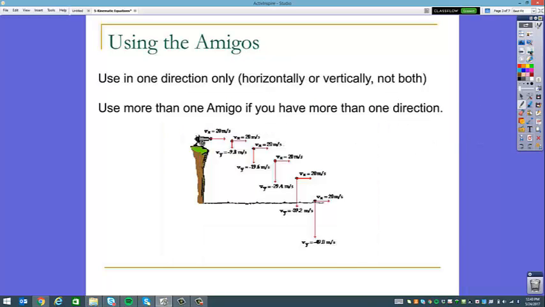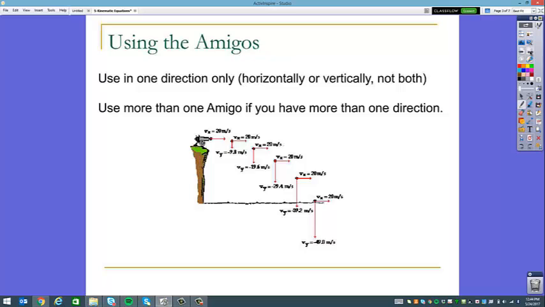All right, so when you use the amigos, you're only going to use them in one direction. What that means is you're either going to use the amigo in the horizontal direction or the vertical direction, but not both. If you're given a delta x value, a displacement in the x, you cannot combine that with a y acceleration like gravity. You have to separate those things out. For this unit, we keep everything as either horizontal or vertical. We don't make you move in 2 dimensions yet. That'll be coming up in the second unit.